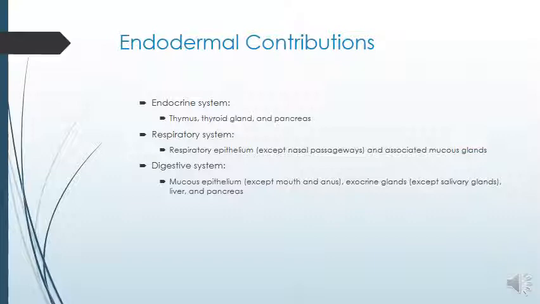Looking at the endodermal contributions, the thymus, thyroid gland, and pancreas of the endocrine system, the respiratory epithelium and the associated mucus glands of the respiratory system, and the mucous epithelium, except the mouth and anus, the exocrine glands, except for the salivary glands, the liver, and the pancreas of the digestive system.